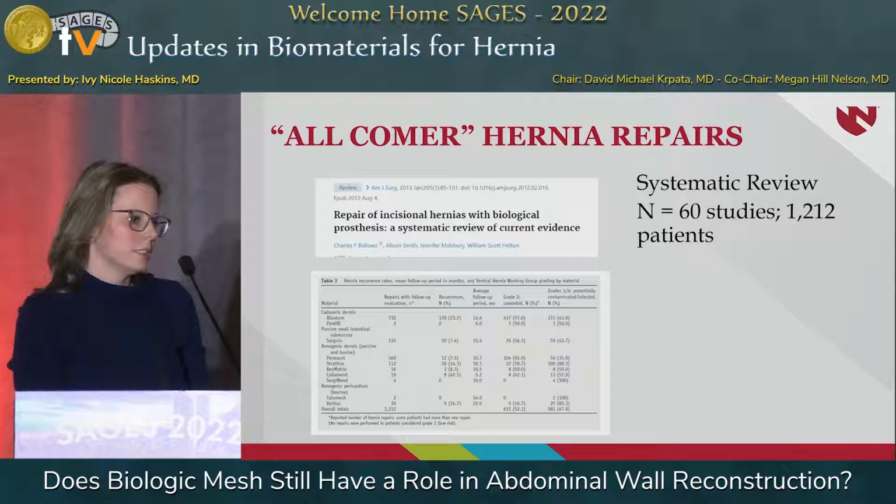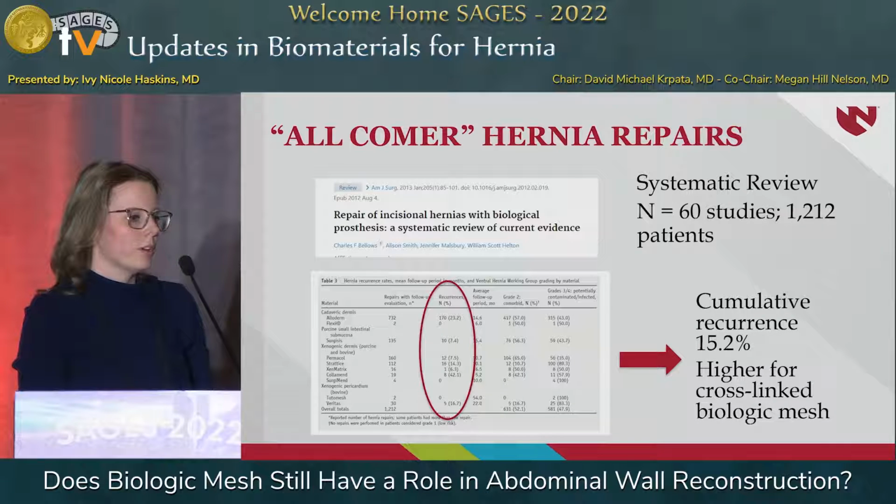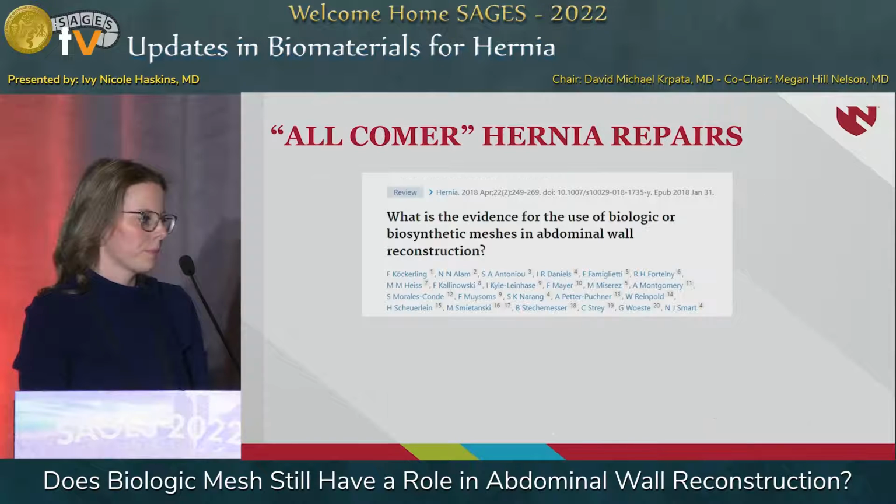It included 60 studies with over 1,000 patients. They looked at all different types of biologic mesh. And what they found was the cumulative recurrence rate was 15.2%, and it was higher for cross-linked biologic mesh. And finally, this was recently published in Hernia in 2018.